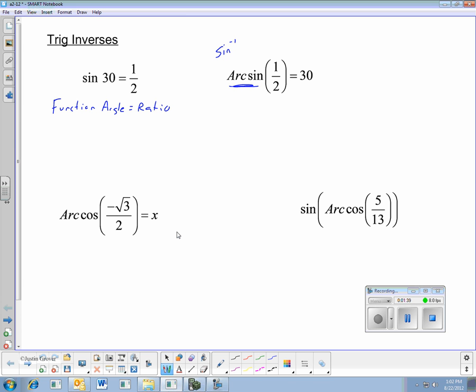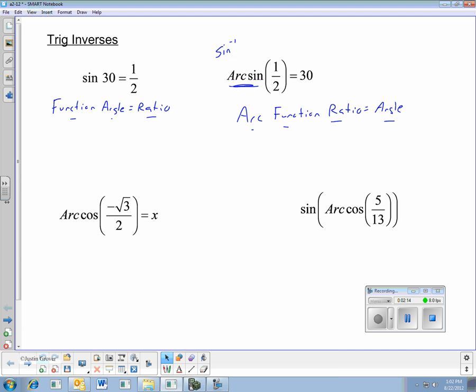Well, for the inverse function, I should stick with the word arc, so let me do that. Arc function ratio equals angle. If you have the function and the angle, you can find the ratio. If you have the function and the ratio, you just have to do the inverse of the function to find the angle. So function angle equals ratio, arc function ratio equals angle.